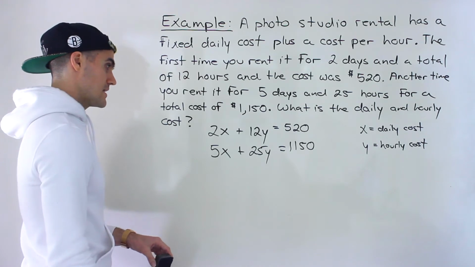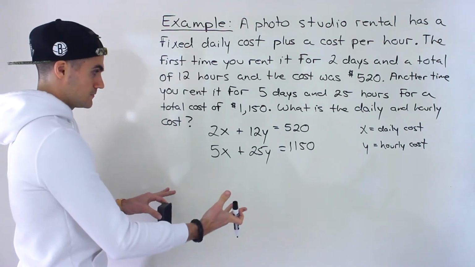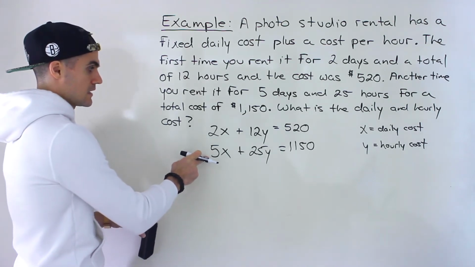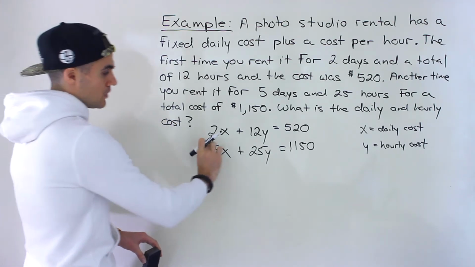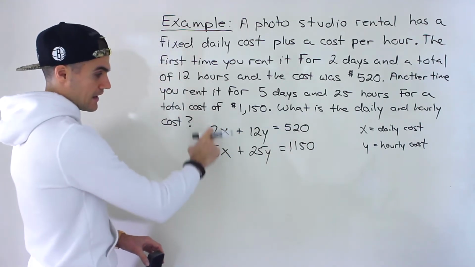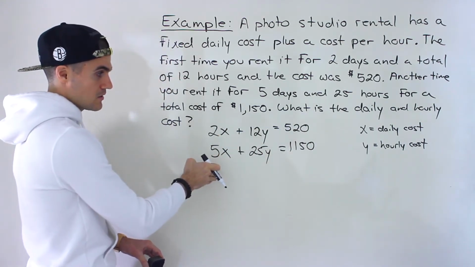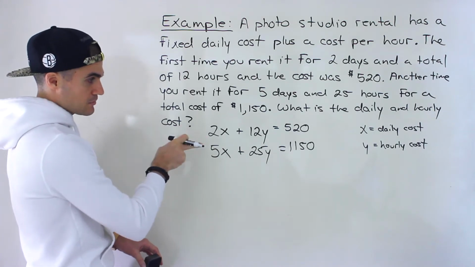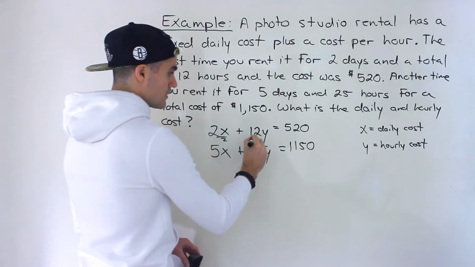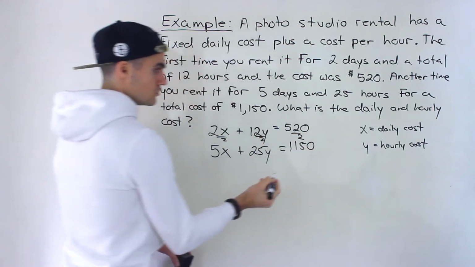Now, in this case, we're going to be doing elimination. I feel like it's going to be easier to get rid of the x's. One way to do it is you can multiply everything by 2, multiply everything here by 5, so then you'll have 10x, and then you could cancel those out. But notice that we can simplify these as well. Notice that in the first equation, we could divide everything by 2.